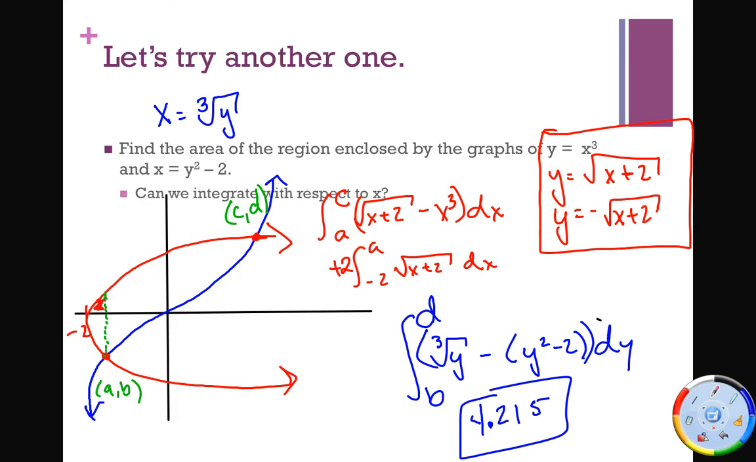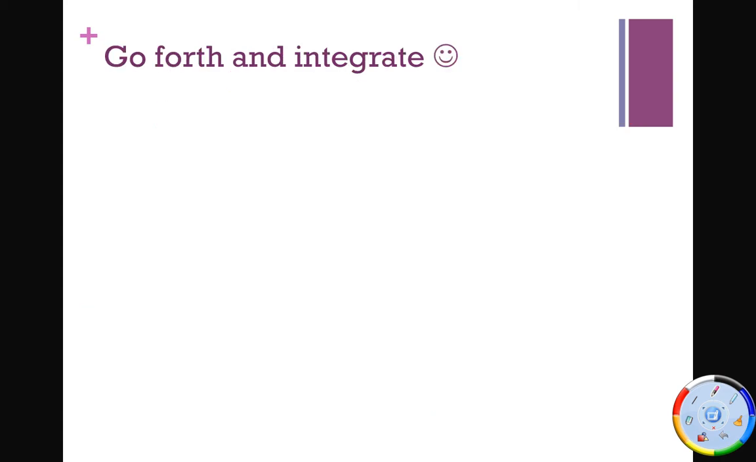All right, can we integrate with respect to y? Sorry, I kind of asked these questions without even thinking. Could we integrate it with respect to y? Sure. Yes. Can we? Of course. Do it anyway? Yes. So I want you to go forward now and find the areas underneath or between two curves. Have fun with it.